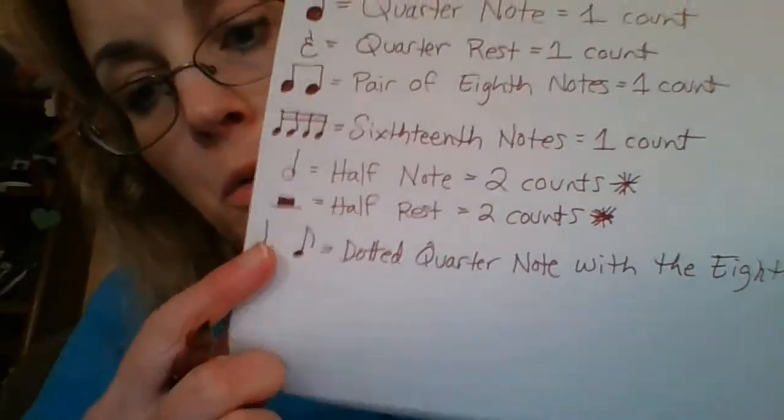The dotted quarter note with the eighth note equals 2 counts. I wrote that out, and it gets 2 counts. I wrote a star next to it.